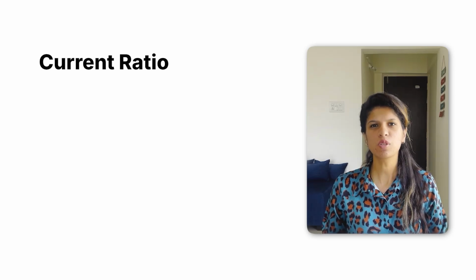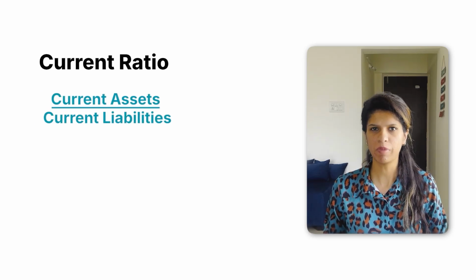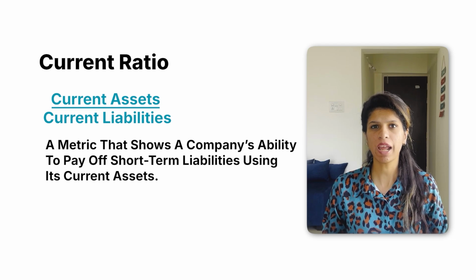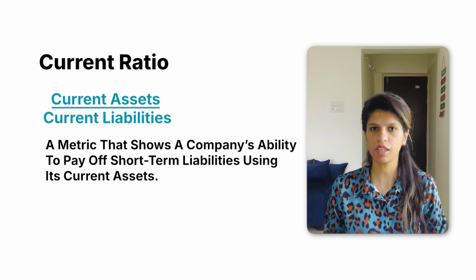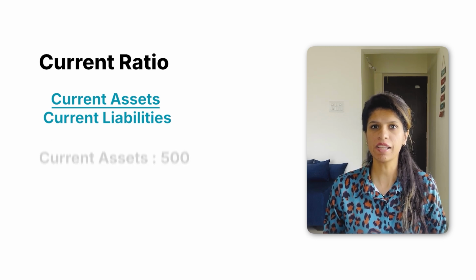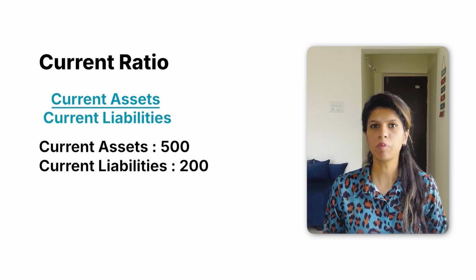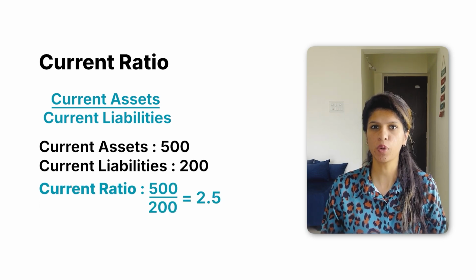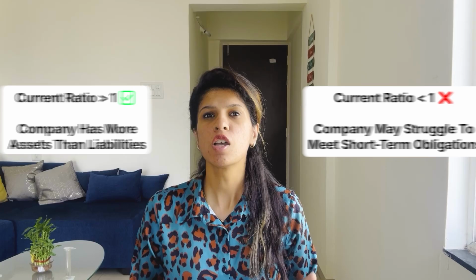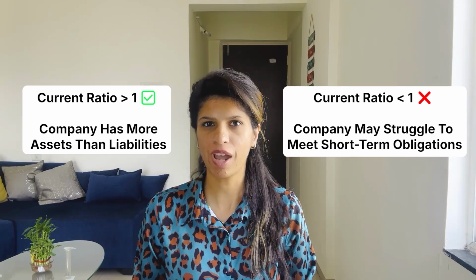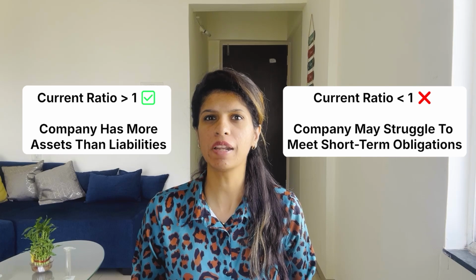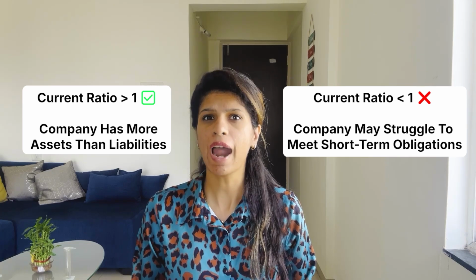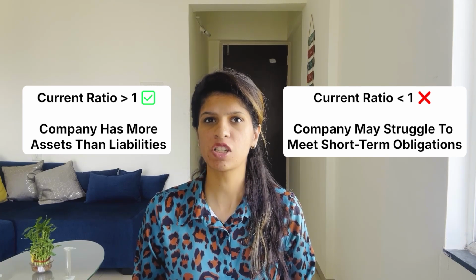Fourth we have the current ratio. It equals current assets to current liabilities. So it tells us if there are any short-term obligations that are due within the current year. So let's say current assets are 500, current liabilities are 200. So the current ratio would be 500 upon 200, which would be 2.5. So a ratio greater than 1 means that the company is able to run its day-to-day operations well and is not in any financial stress.